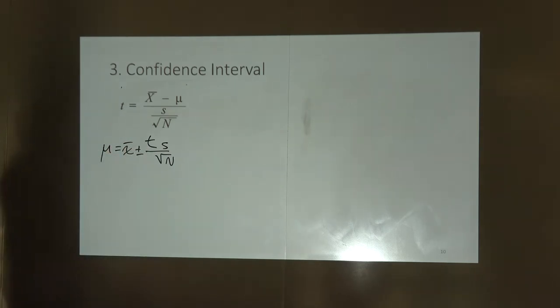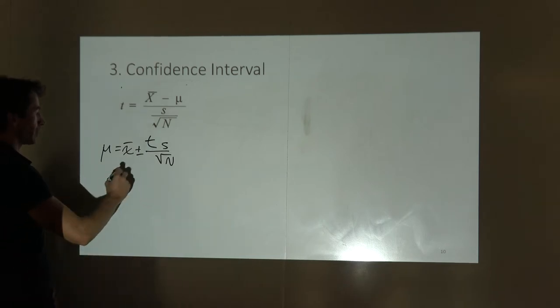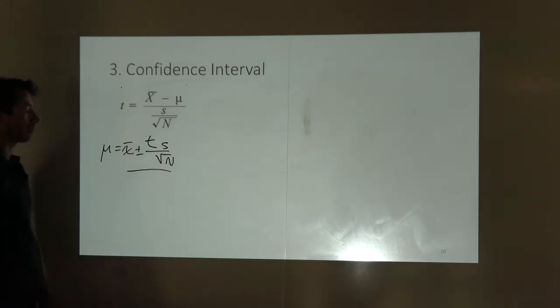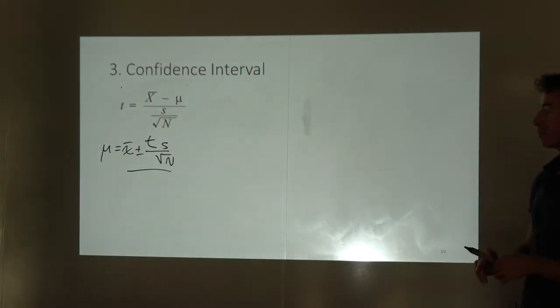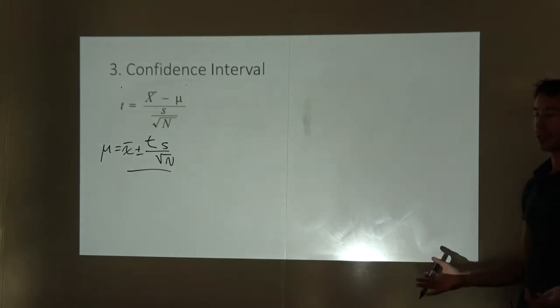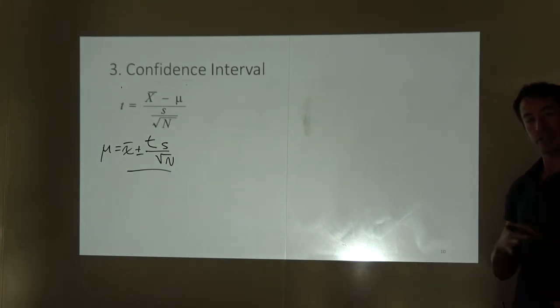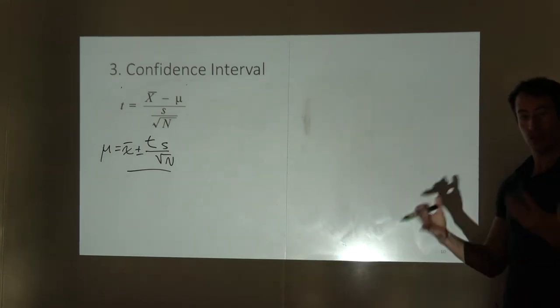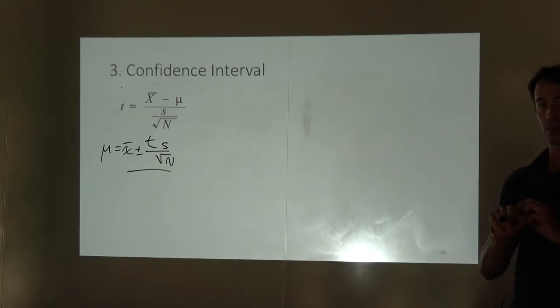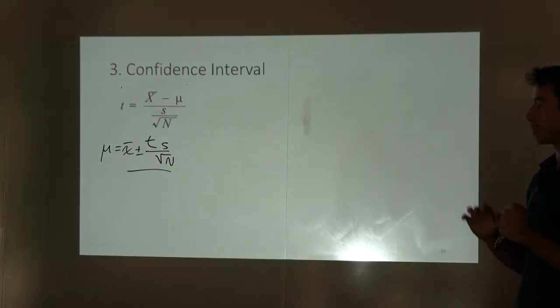Right? We can rearrange this to write mu equals x bar plus or minus the t statistic times our standard deviation over the square root of number of observations. So this is what we can use to determine our confidence interval. This is not looking at necessarily a p-value in terms of saying, is there a difference or not? It's saying, what is the range of values that the true value is likely to hit at a given confidence interval. Yes, question.